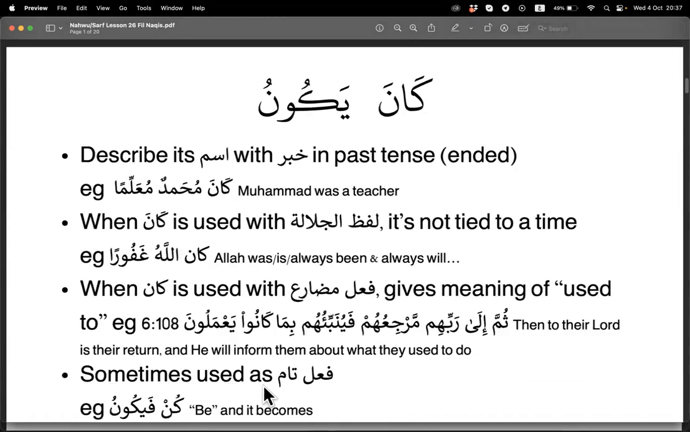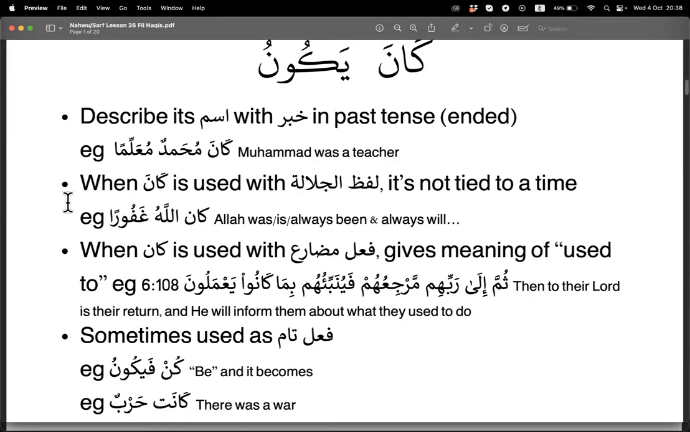First one, kana yakunu. This is the madi, kana. This is the mudhari, yakunu. This one describes the ism with the khobar in past tense, already ended, like I said just now. So kana, ism kana, khobar kana. Muhammad is a teacher now becomes Muhammad was a teacher, so no longer a teacher now. Clear?